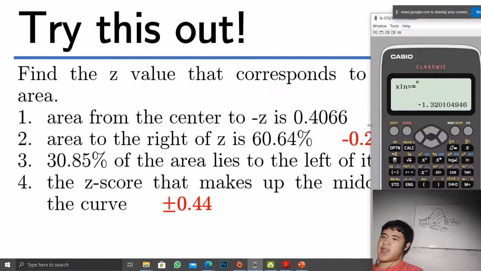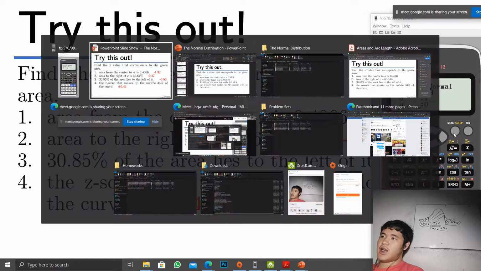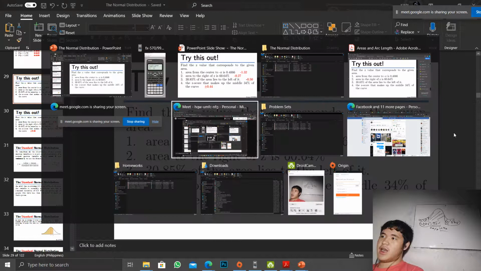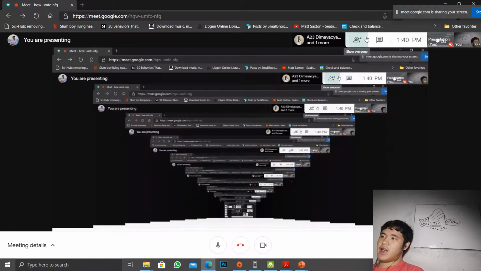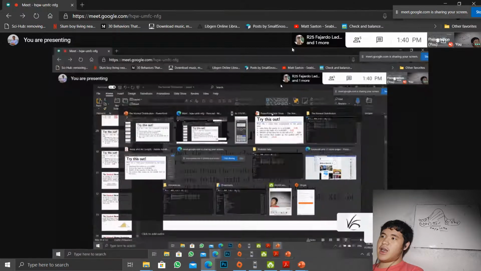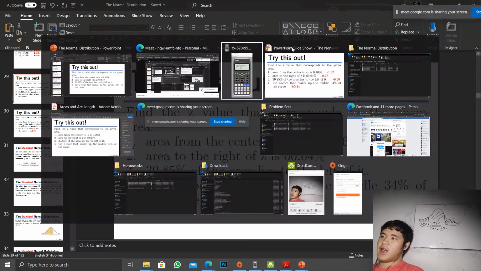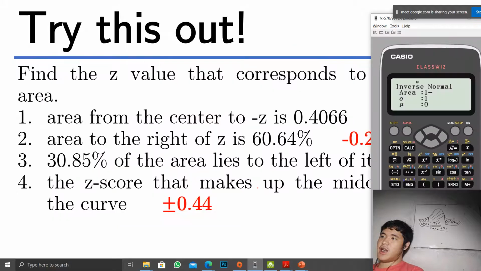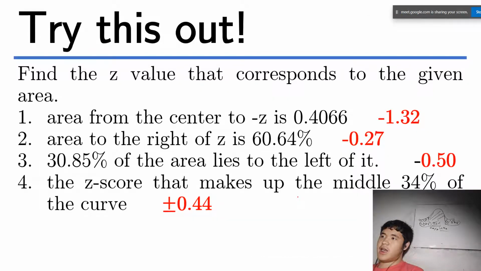Next, area to the right of Z is 0.6064. So, if we can imagine, the area to the right is 0.6064. So, we get the area to the left, no? Wait, nawala ba ako? Hindi. Okay, si Maya yun nawawala. Sige, 1 minus 0.6064. We get the same answer, 0.27, negative.